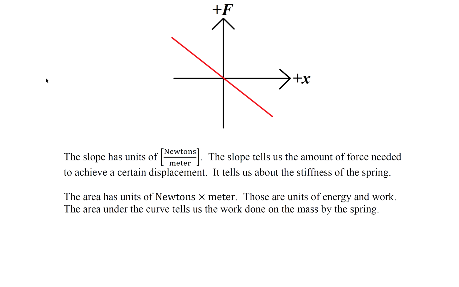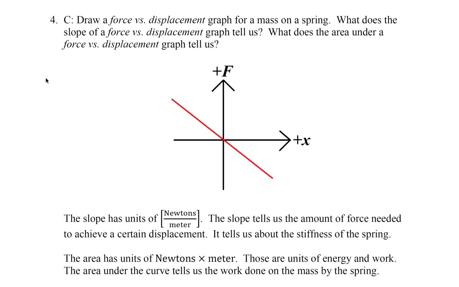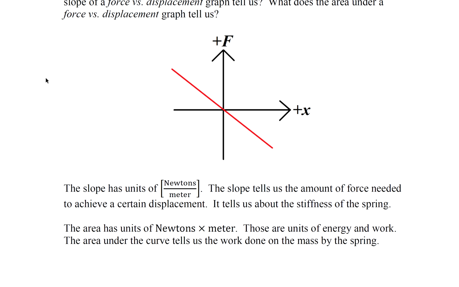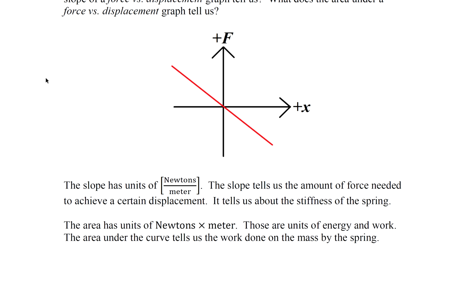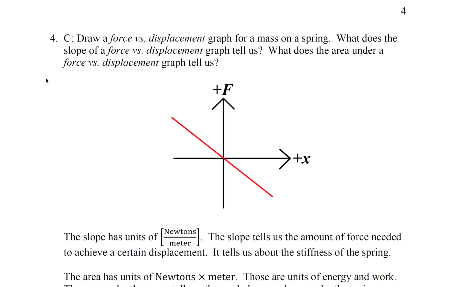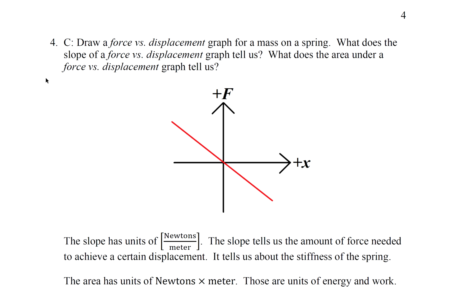The slope has units of newtons over meter. That tells us the amount of force needed to achieve a certain displacement. It tells us about the stiffness of the spring. And the area under the line has units of newtons times meter. These are the units of energy and work. So the area under the curve tells us the work done on the mass by the spring.